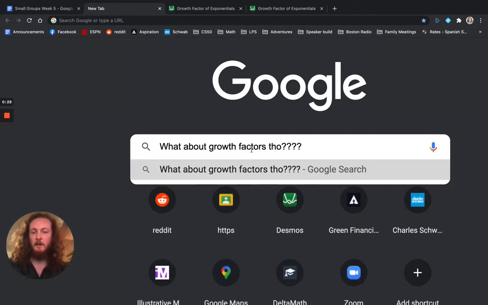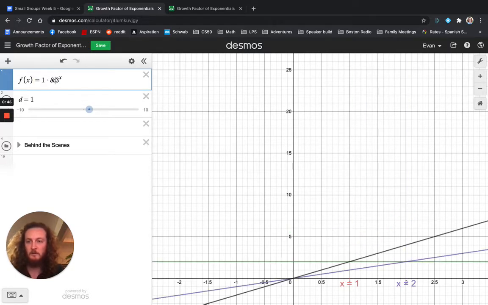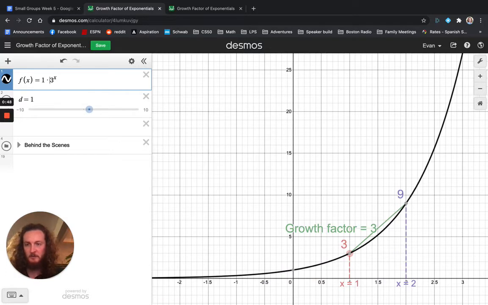But I want to zoom in on growth factors because I think this is the most complicated idea in this unit. So let's get into it. Now, here what we have is an exponential function, 3 to the x, or 1 times 3 to the x, if you like to see that initial value. And I just want to show you something about this growth factor. Now, the growth factor is 3, obviously, right? You can see it here in the function.